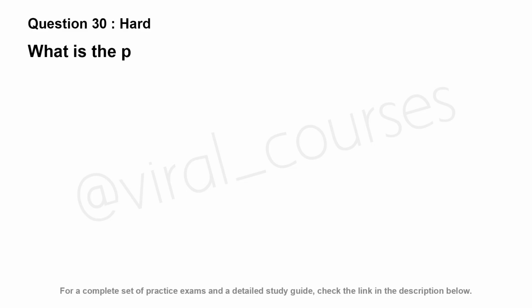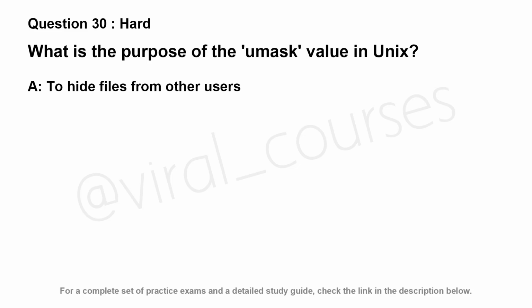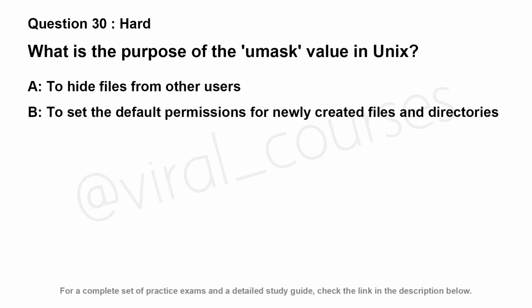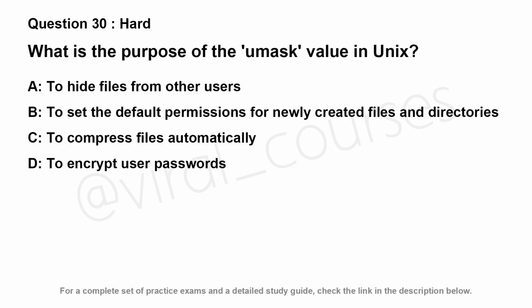What is the purpose of the umask value in Unix? Option A, to hide files from other users. Option B, to set the default permissions for newly created files and directories. Option C, to compress files automatically. Option D, to encrypt user passwords.